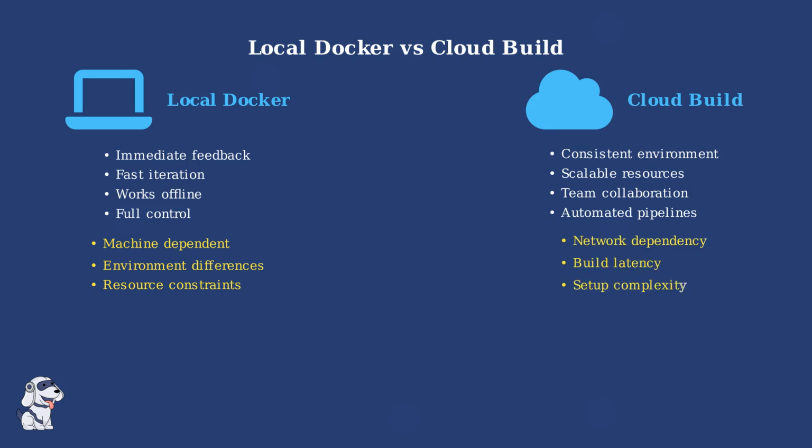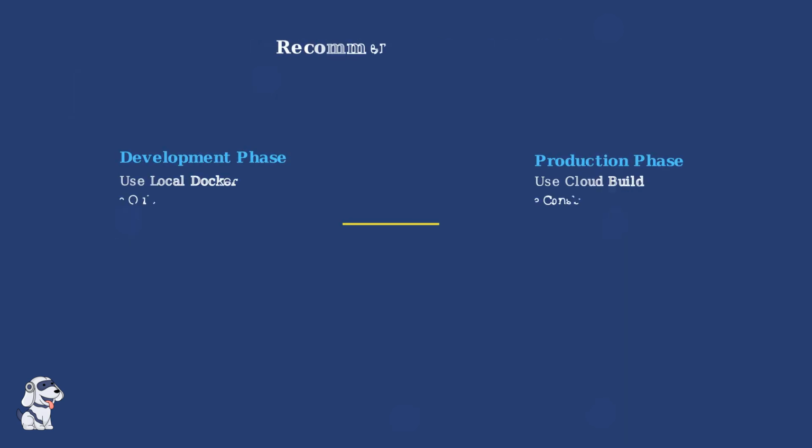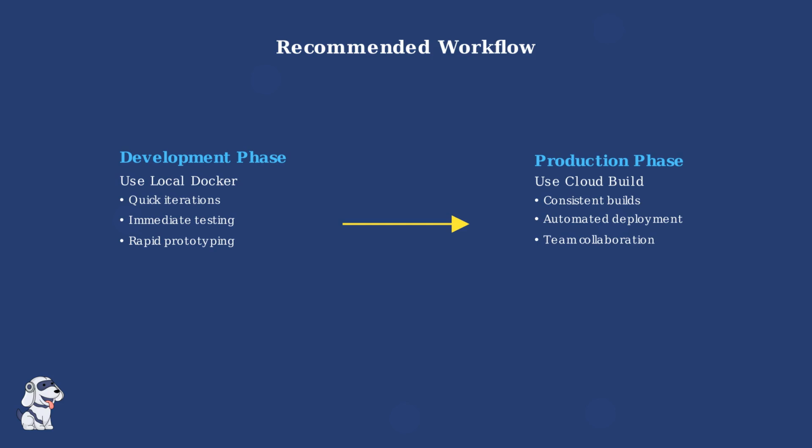Cloud Build does have some trade-offs. There's a slight delay since builds happen remotely, and you need an internet connection. It's also more complex to set up initially compared to local Docker. The best practice is to use both approaches strategically. Use local Docker during development for quick testing and iteration. Then use Cloud Build for your production deployments to ensure consistency and reliability.